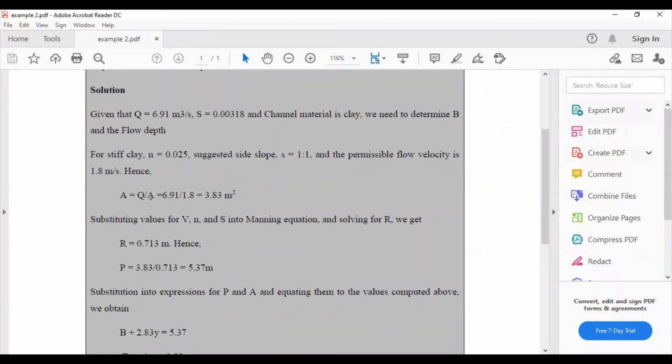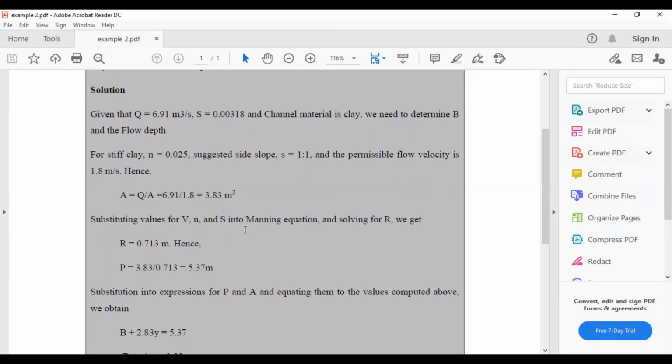Okay, so just take note. This is V, the velocity. So area will be equal to discharge over the velocity. And once we compute that, we'll find that the area should be 3.83 meters. So we have achieved one objective. We found that the area should be this amount.